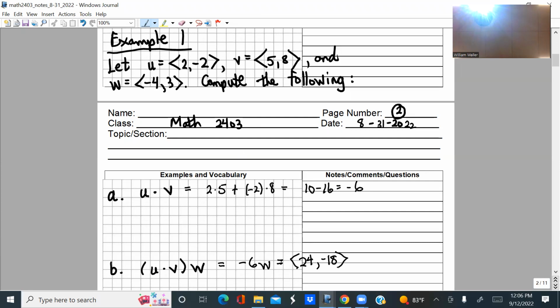So your ultimate result here is a vector, not a scalar.